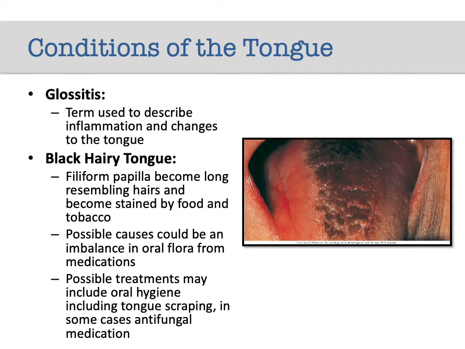We will now look at some of the conditions of the tongue. Glossitis is a term used to describe inflammation and changes of the tongue. So glossitis is a very umbrella term for other things.